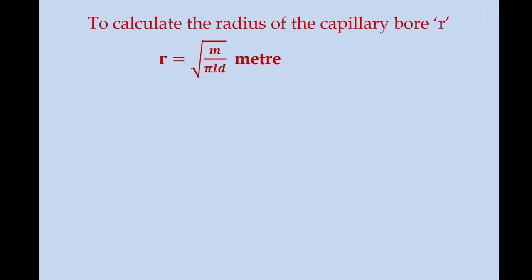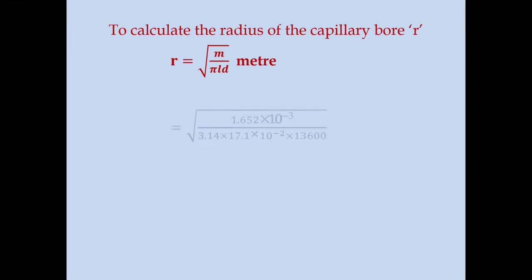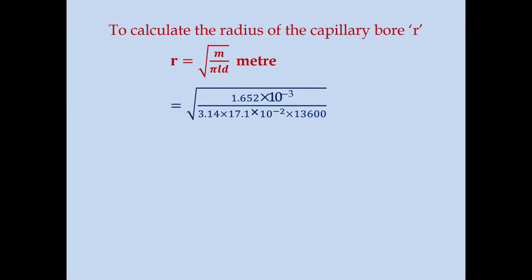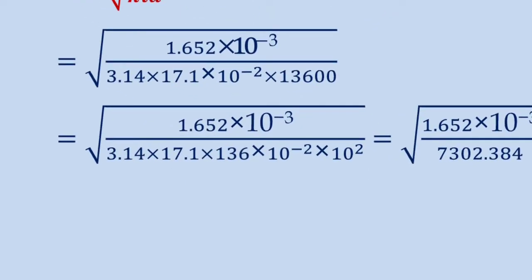The formula goes like this: R is equal to root of M divided by pi small l D meter. Here M is the mass of the mercury pellet taken in the capillary bore, and pi we know is a constant. Small l is the length of the mercury pellet inside the capillary bore, and D is the density of the mercury. So we know the mass of the mercury pellet is 1.652 into 10 power minus 3, pi is 3.14, the length of the mercury pellet is 17.1 into 10 power minus 2, and the density of the mercury is 13,600.